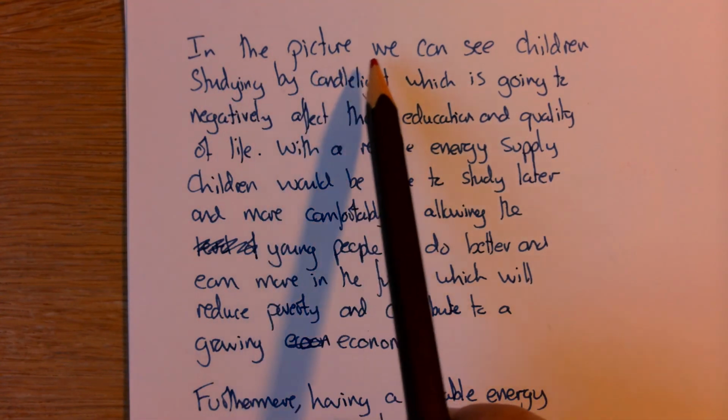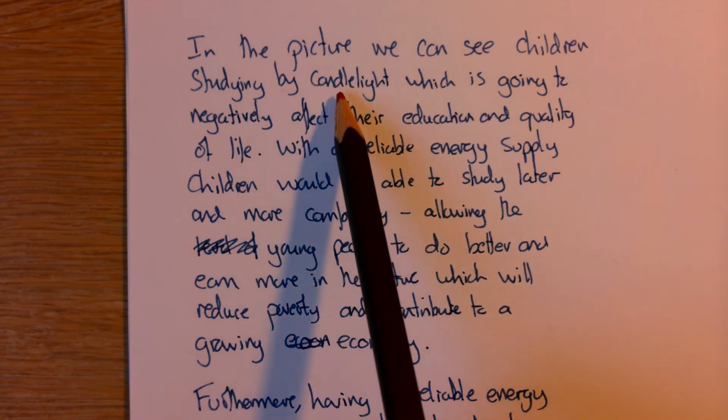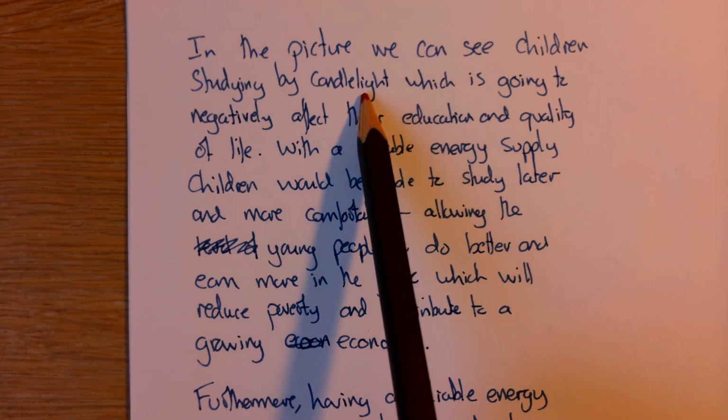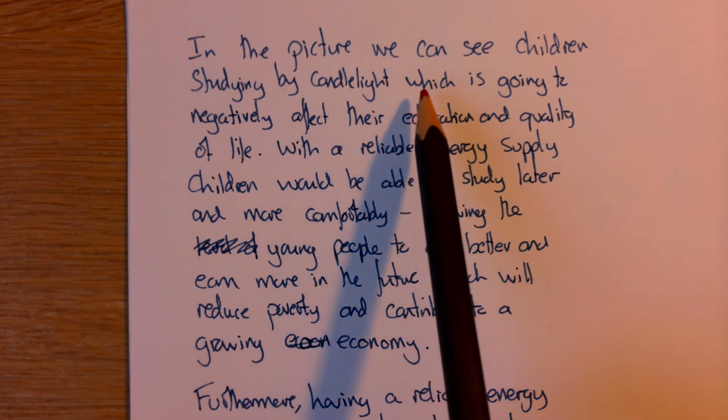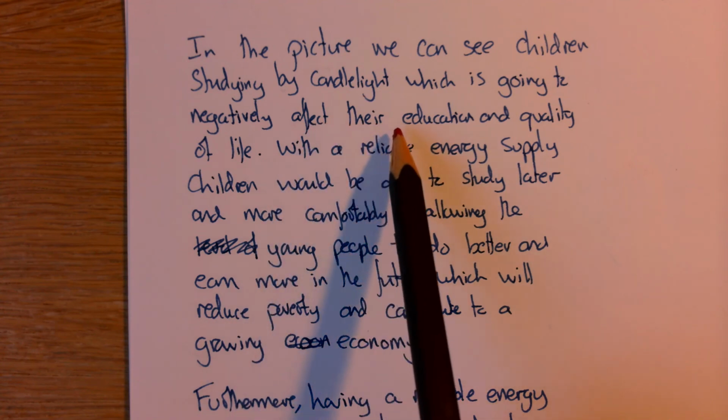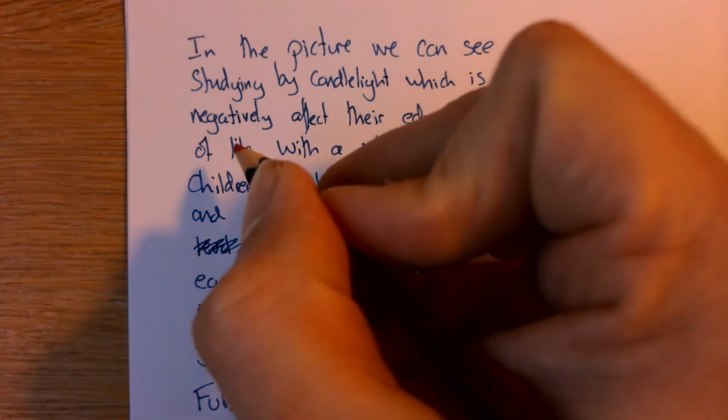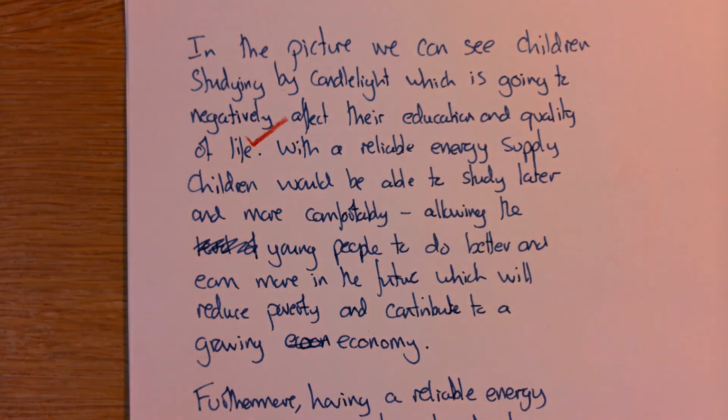In the picture, we can see children studying by candlelight. So I'm using the source, using figure 1, which is going to negatively affect their education and quality of life. There is my point. Okay, I've got a mark for that, and I'm into level 1. But I want to go further and talk about how that is going to negatively affect them, or how an energy supply will improve the situation.